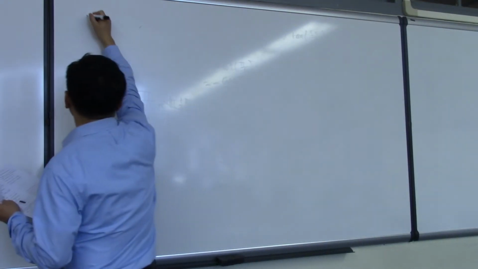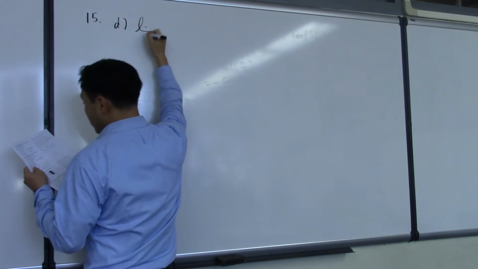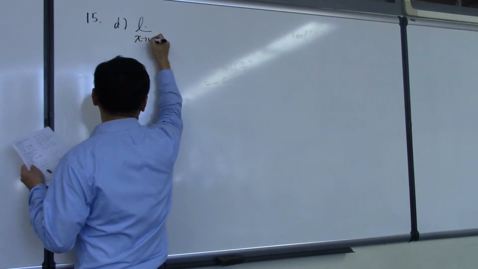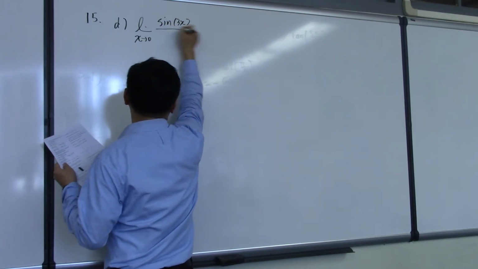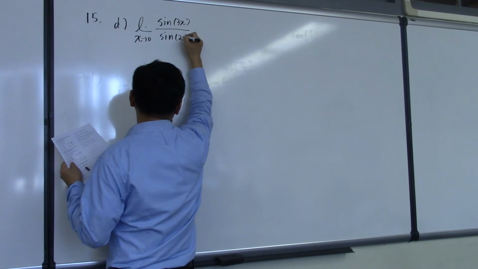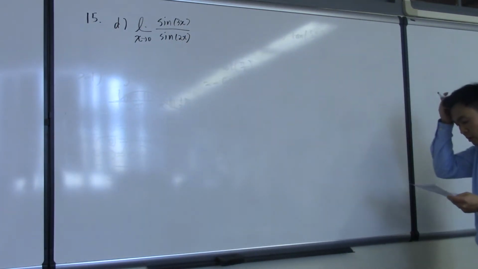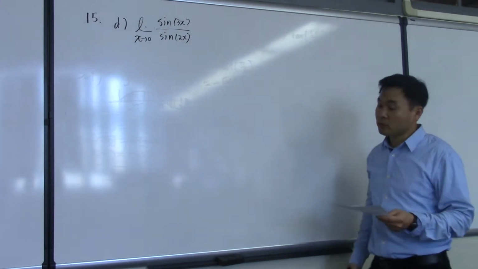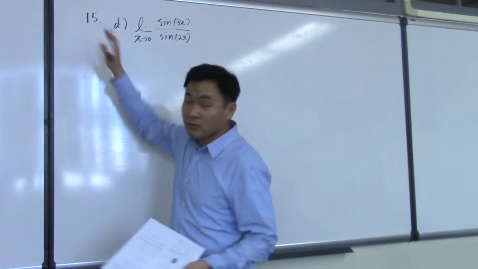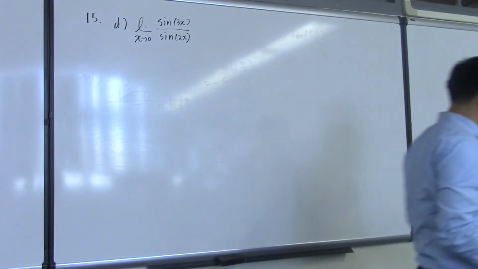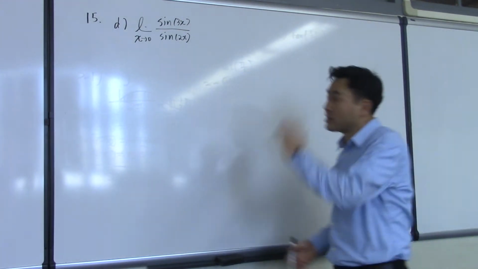Okay. Number 15, the limit as x goes to 0 of sine 3x over sine 2x. Now, there are two ways to do this. Question 15 said, use a calculator to numerically verify that limit. So that's one way you can do it.